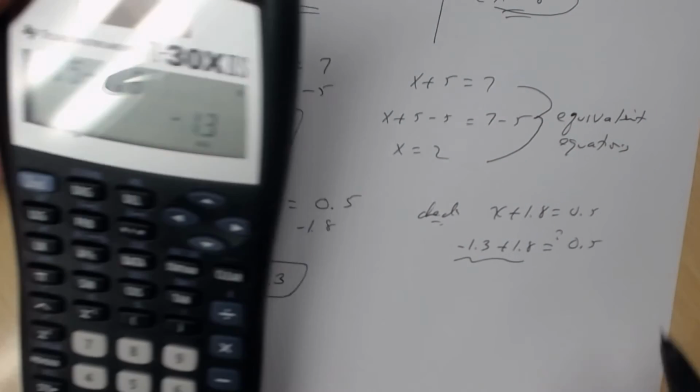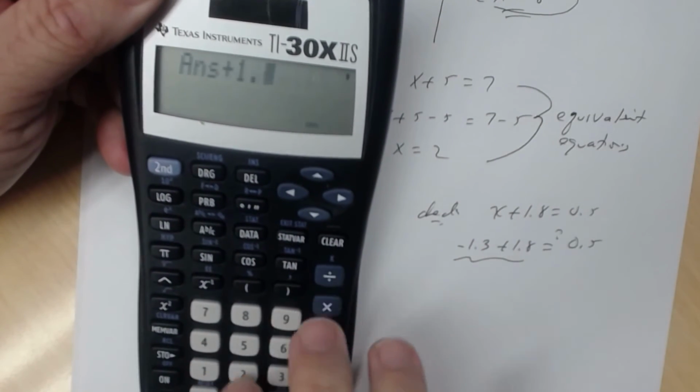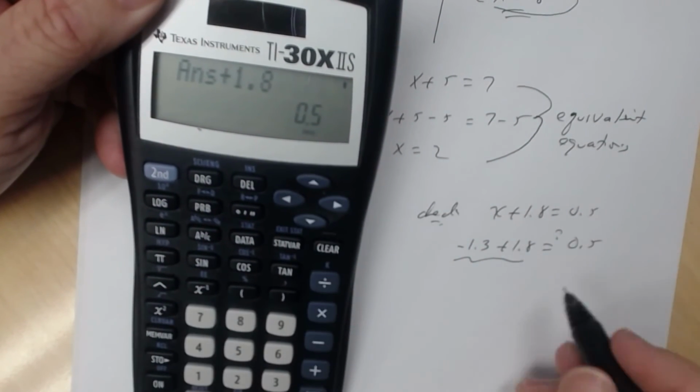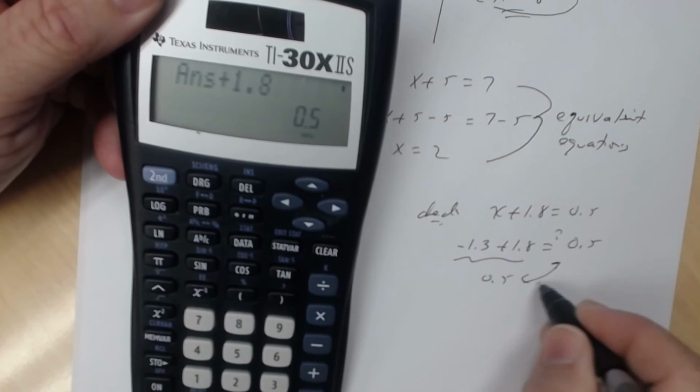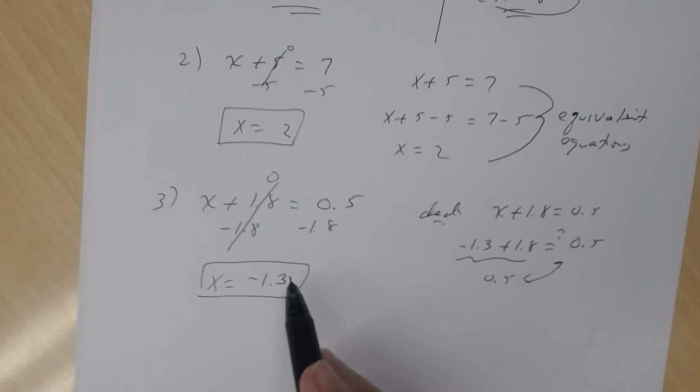Well, use your calculator. Negative 1.3, right? I have it in there. Plus 1.8 equals 0.5. So this is 0.5, and they are equal. Okay? They are equal to each other. So that's your solution.